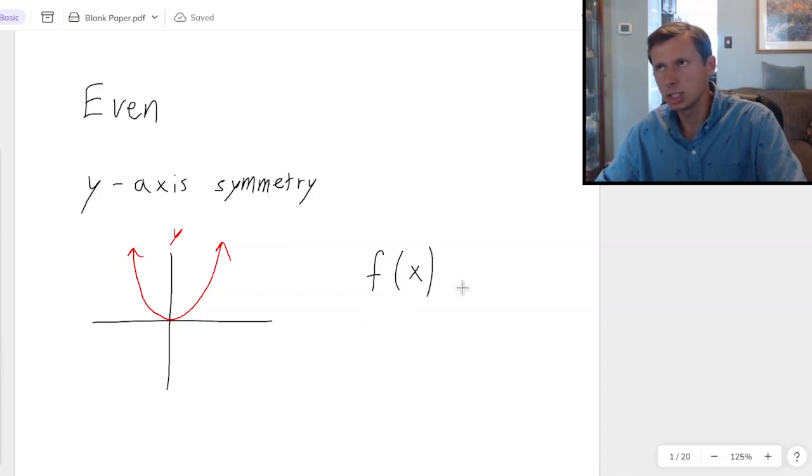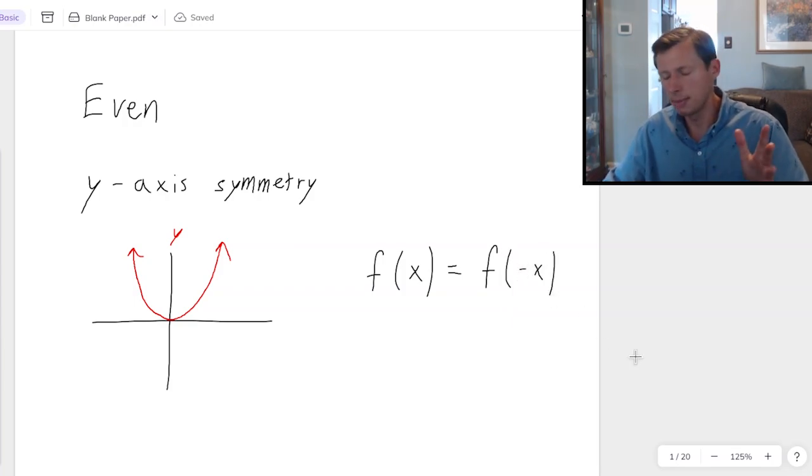If you have some function f of x, and it's an even function, then that means it is equal to f of negative x. And this is the confusing part. I'm going to explain it better as we go on today. But what this means, just quickly, if I replace all my x's with a negative x instead, I'm going to get the exact same function.